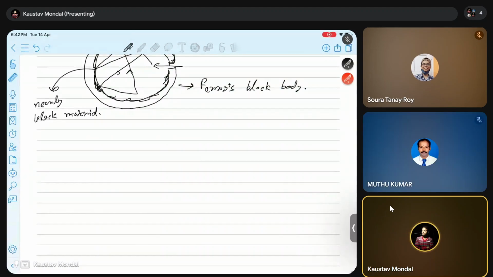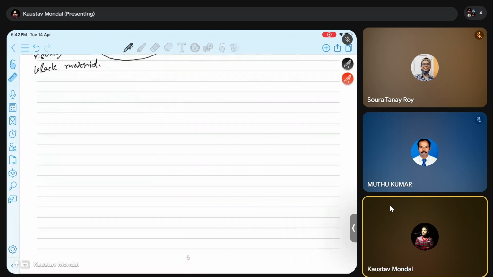Okay, so next we'll discuss the intensity of radiation. This is a very important quantity. What is the intensity? First, we'll discuss the directed radiation. So, directed radiation means what? Let me first show you the intensity of radiation.